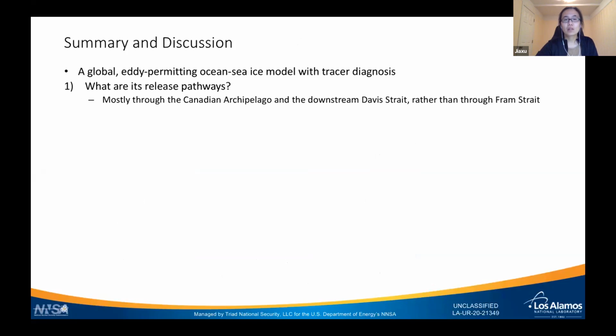The first is, what are the Beaufort-Gyre release pathways? We find it's mostly through the Canadian archipelago and the downstream Davis Strait, rather than through Fram Strait. And the second question is, what's the most impacted deep water formation site? We find it's over the western Labrador Sea.